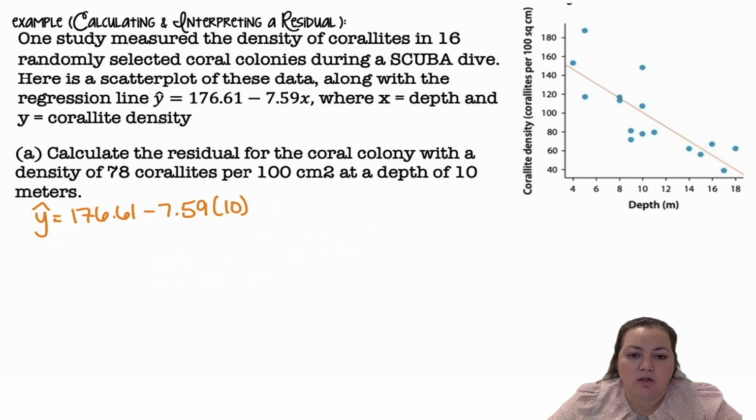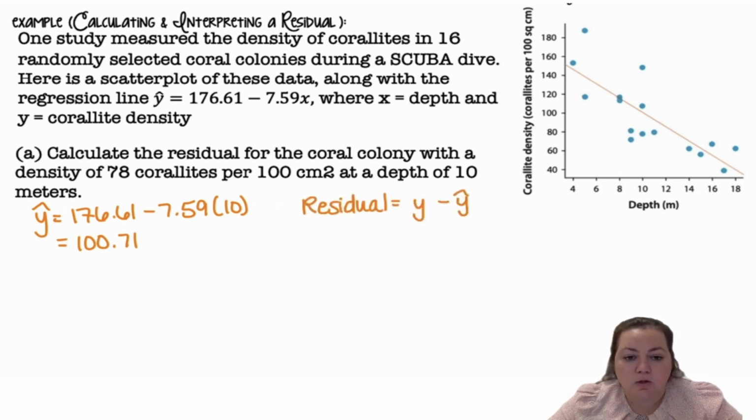Okay, so what they gave us is when the depth is 10 meters, the density is 78 corallites per 100 centimeters. So I have the actual value. We want the residual, so I'm going to have to find the predicted y value with a depth of 10 meters and then subtract that from the actual y value. All right, so I'm plugging 10 in, my depth in meters, for x, and that gives me a predicted y value, or corallite density, of 100.71 centimeters cubed.